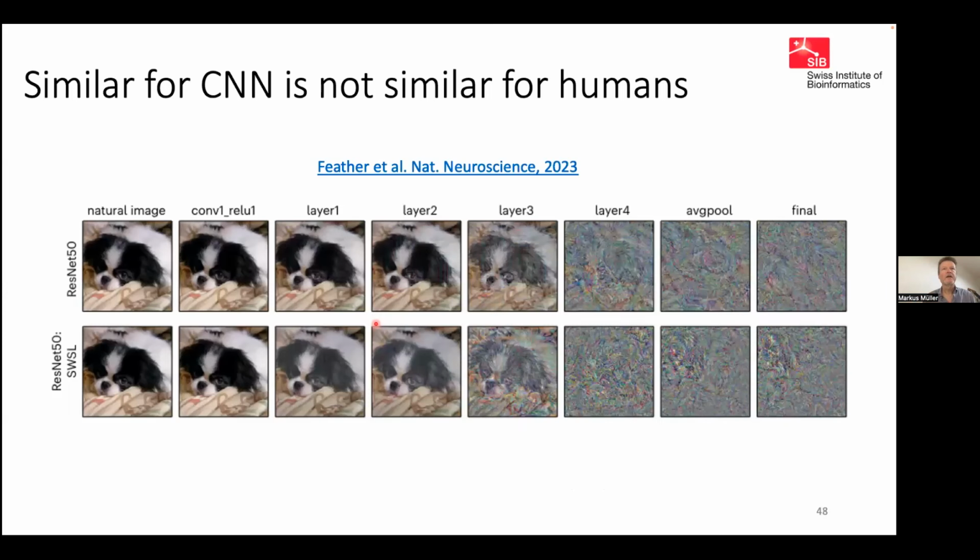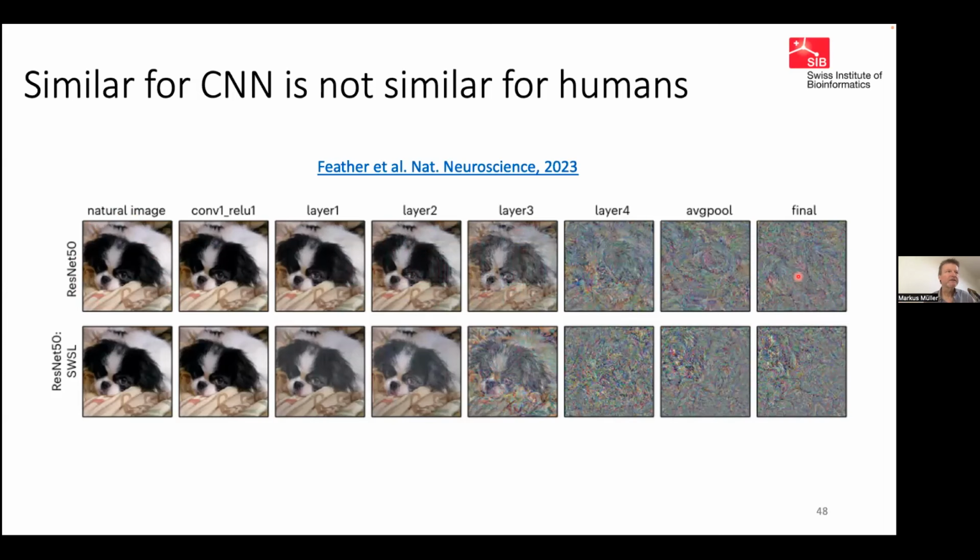Also quite astonishing is that what is similar for a convolutional neural network is not similar for humans. Here, in this paper, they looked at inputs. So these are input images that create the same activation pattern in a certain way. This is the original image here. Then you look for images, these are just examples, that create the same activation pattern in layer one. You see it's very close to that original image. But the further down you go in the neural network, the more distinct these patterns become. For example, in the final layer, this input pattern produces exactly the same result as this image here, which for us looks like noise. For the neural network, this looks like a dog.